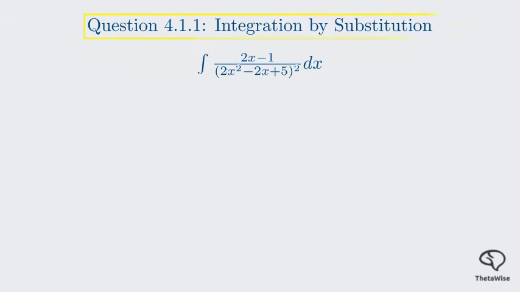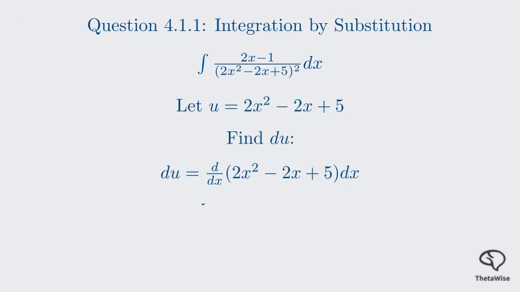method. The strategy for u substitution is to identify a part of the integrand, which we'll call u, whose derivative du is also present, or a constant multiple of it. Let's try setting u equal to the expression inside the parentheses in the denominator. Now we find the differential du by taking the derivative of u with respect to x and multiplying by dx. The derivative of u is 4x minus 2. So du equals the quantity 4x minus 2 times dx.